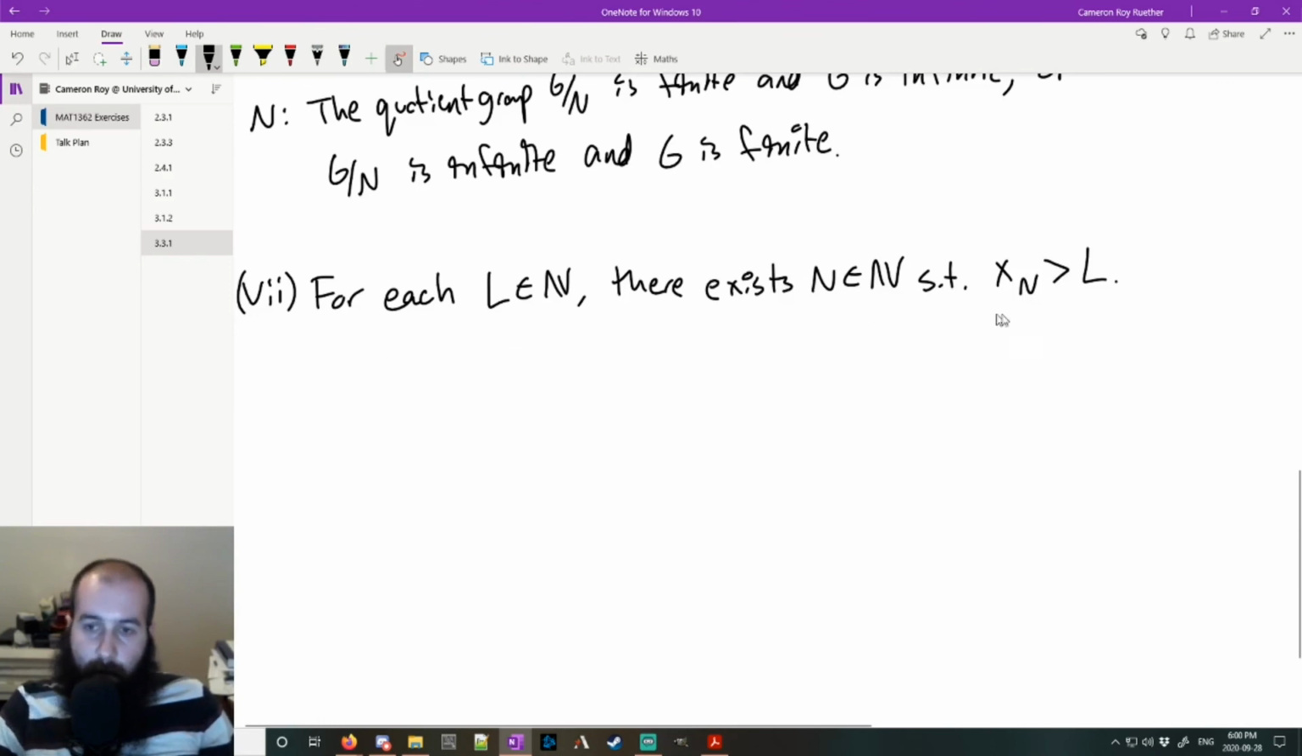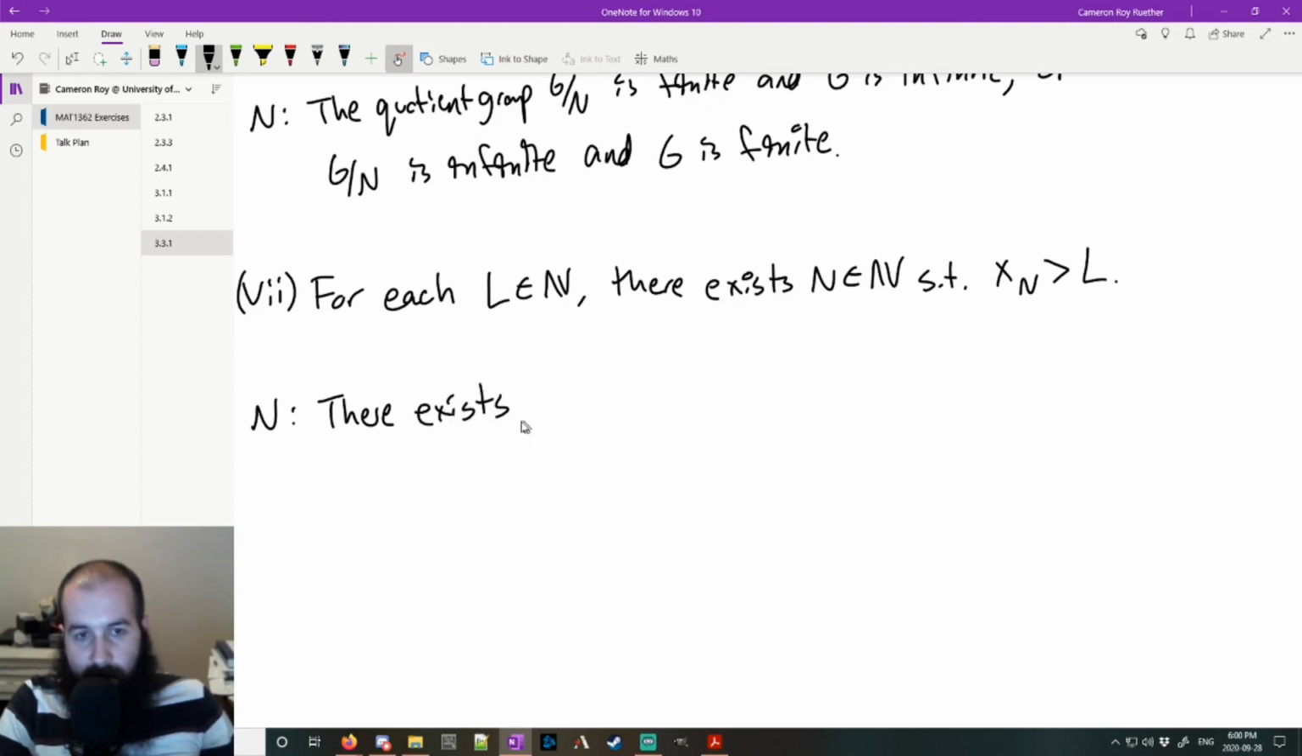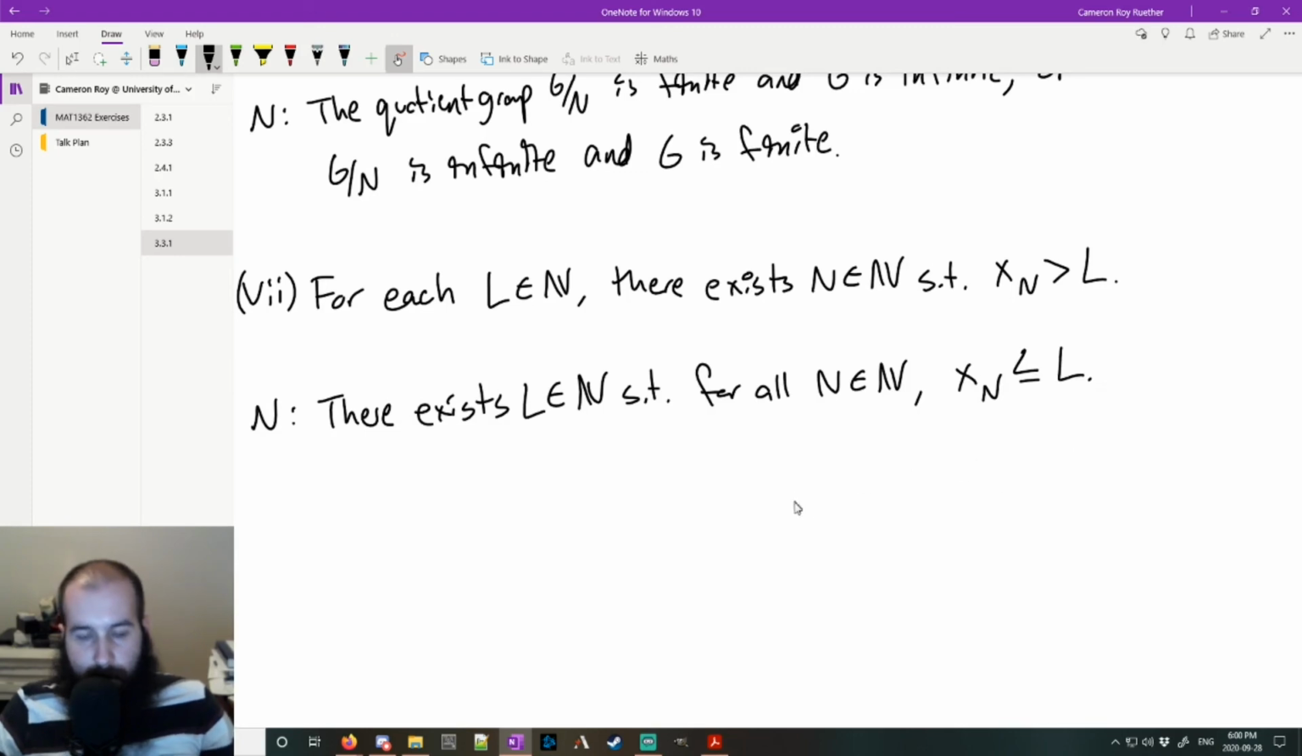Lastly, this is just a pretty straightforward quantified statement, but written in English. For each corresponds to for all, so the negation of a for each is a there exists. So there exists L in R, such that there exists n, the negation becomes a for all statement. So for all natural numbers n, and then the last piece just gets negated. So xn is less than or equal to L. And so this is the negation.